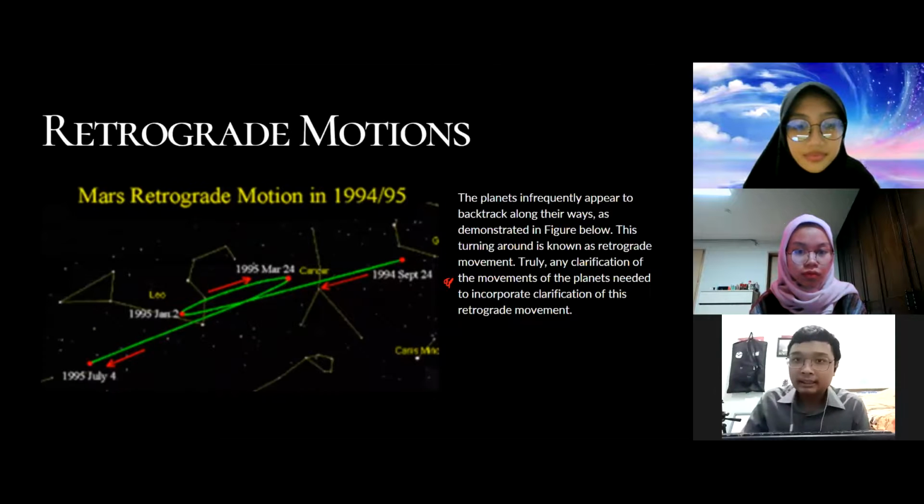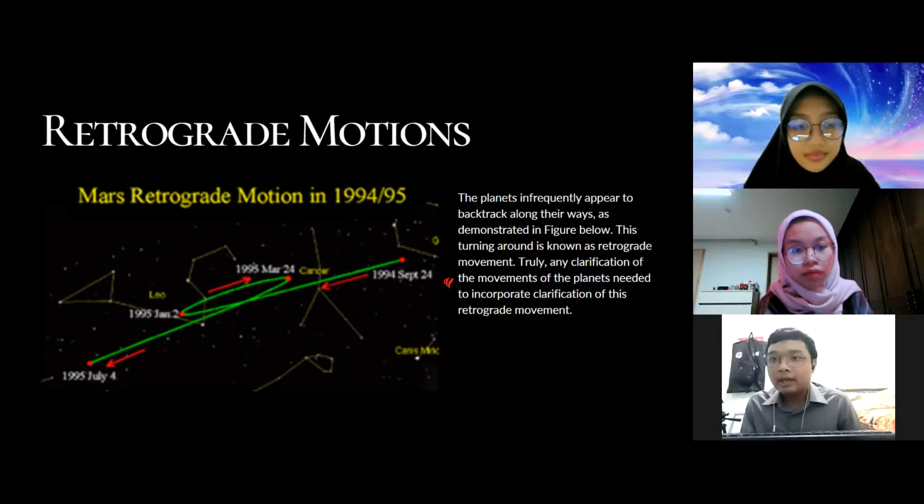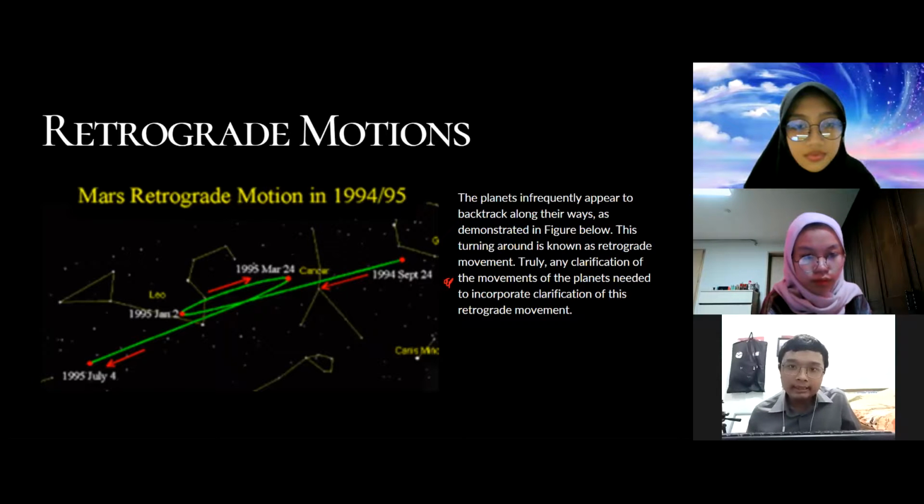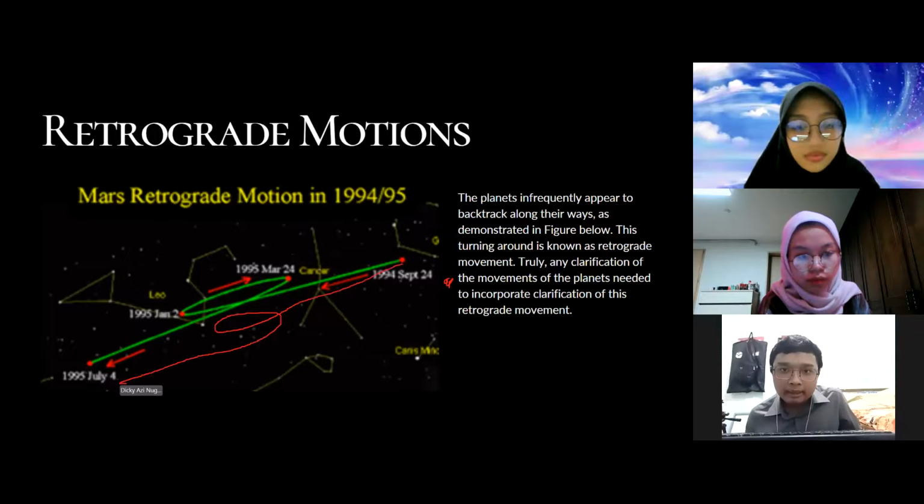retrograde motion. So what is retrograde motion? The planets infrequently appear to backtrack along their paths, as demonstrated in the figure below. The planet is seen from Earth month to month in this motion. There is a straight line from west to east, but there is a loop here. It goes to the east, and then from the east it goes back to the west again. It looks like that for Mars.